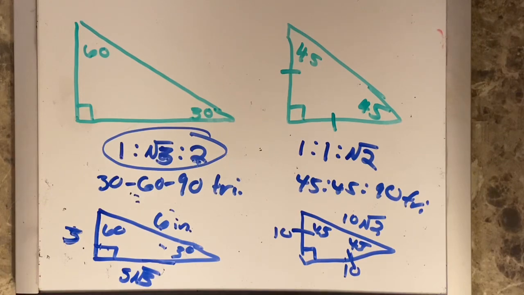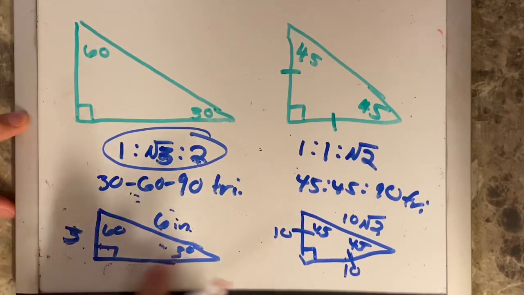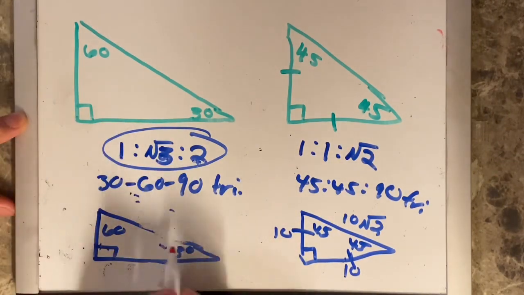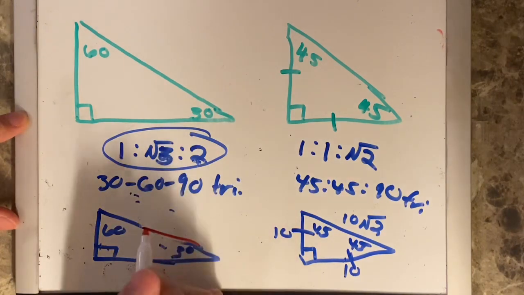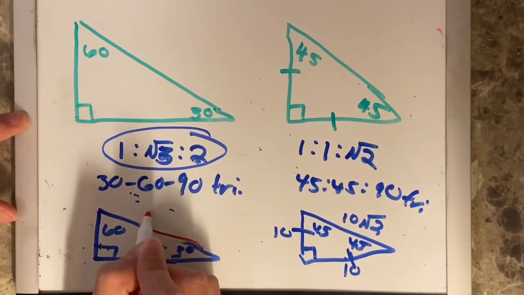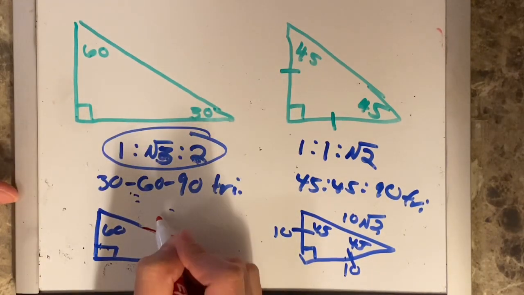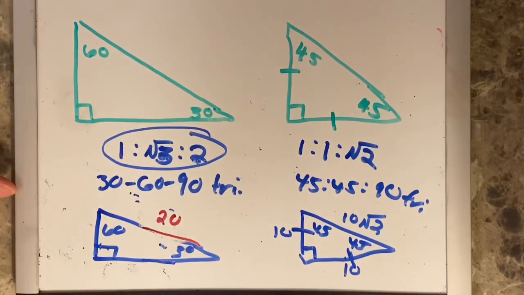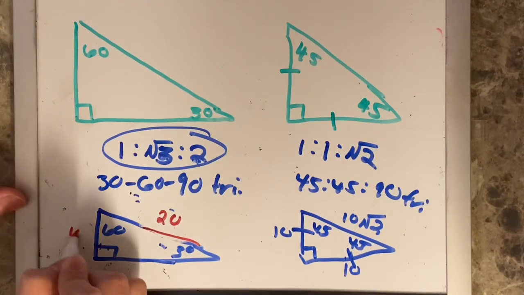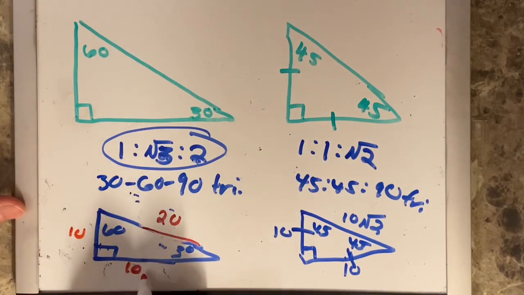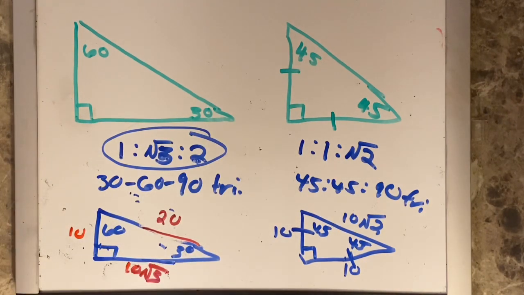So let me use a red marker this time. Let me erase this. So let's say that we have, for the sake of easiness, all even numbers. So this will be a 20. That means this side will be a 10, and this side will be 10 times the square root of 3. Pretty simple, right? So you basically divide this by 2. Here's 10, and then multiply by square root of 3.